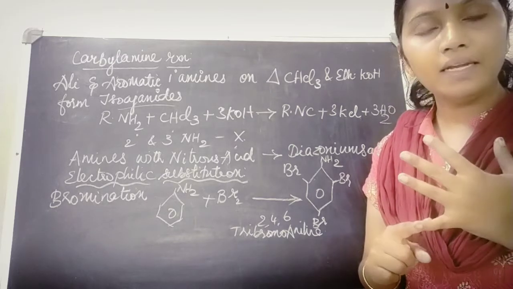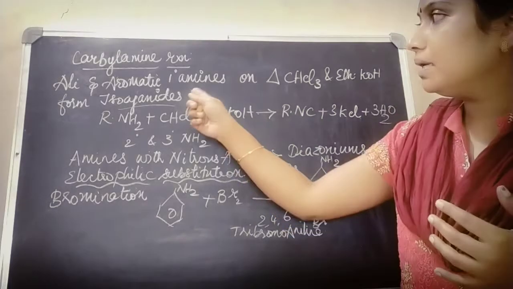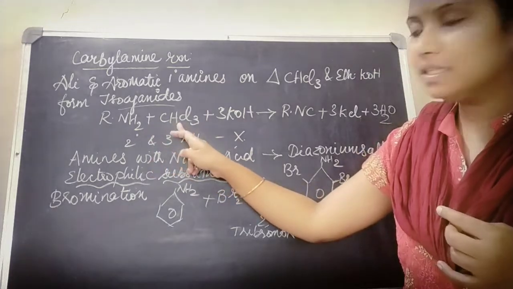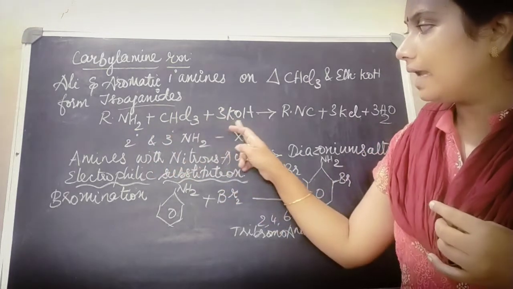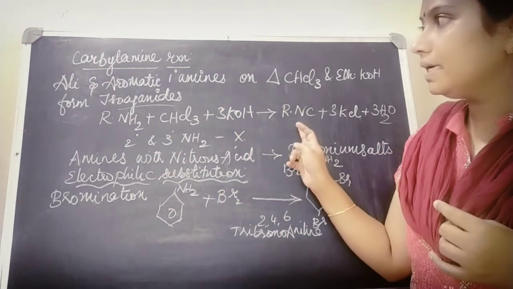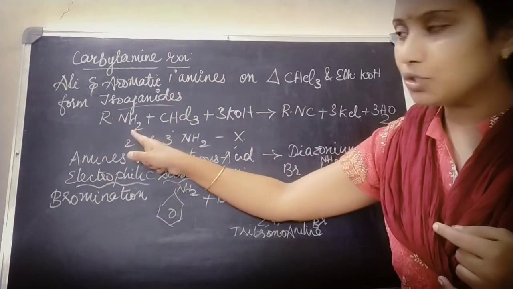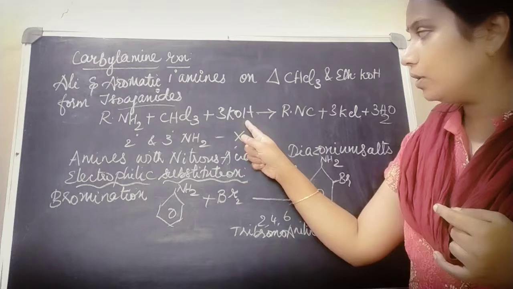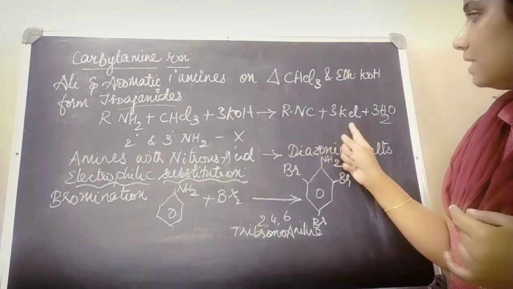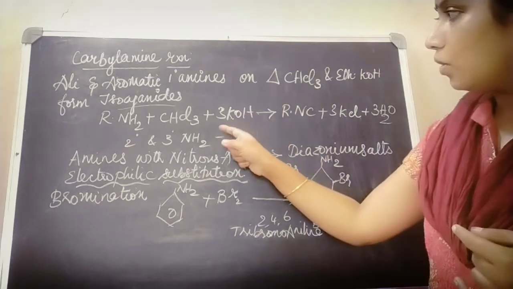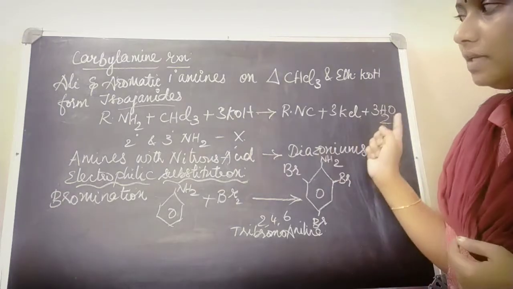So your aliphatic or aromatic primary amines, when you heat them with chloroform and alcoholic KOH, you will be getting isocyanides. This is your primary amine RNH2. I have added chloroform plus KOH and I got isonitriles. The other products are KCl and 3 water molecules.